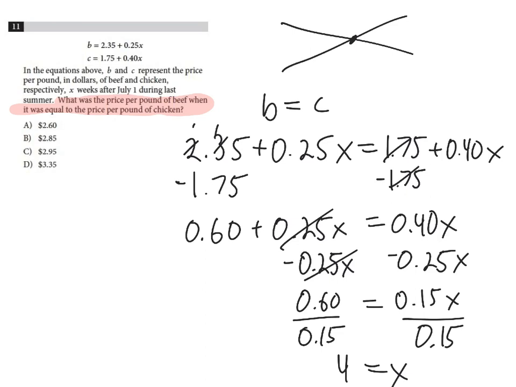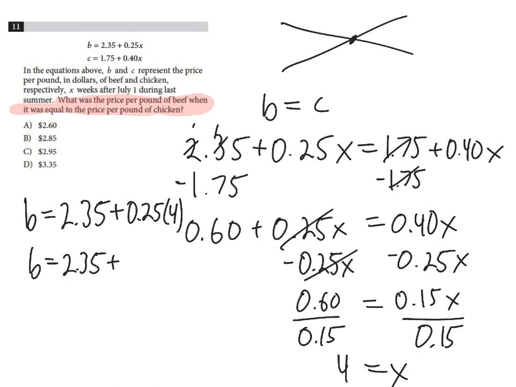So remember that x was weeks after July 1st. x is not the price of chicken and beef. So we need to plug that back into one of our original equations. I'm going to pick the first one. So I'm going to say beef equals $2.35 plus 25 cents times 4. Okay, well, B equals 235 plus 25/100 times 4. That's just 1.